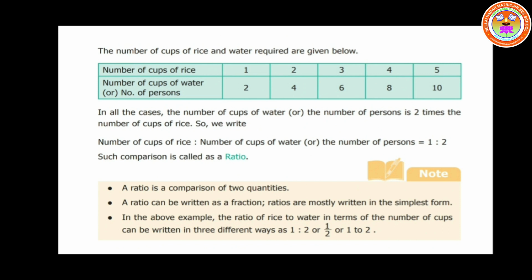Understood, children? Now let us move on to some important notes based on ratio. A ratio is a comparison of two quantities, that already I told you. Then a ratio can be written as a fraction. Ratios are mostly written in the simplest form. Then in the above example, the ratio of rice to water in terms of the number of cups can be written in 3 different ways. See, children, the ratio can be written in 3 different ways. Listen, 1:2 or 1/2 or 1 to 2. So these are the ways you can write the ratios. Understood, children? Shall we move on to the next one?